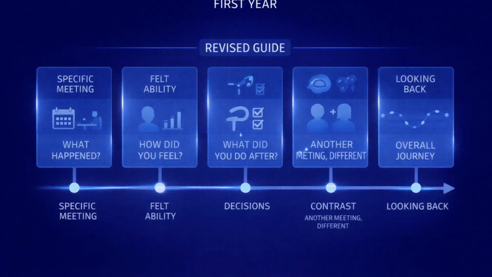Now consider a revised version. Thinking about your first semester, can you tell me about a specific advising meeting you remember clearly? What happened? During that meeting, how did you feel about your ability to navigate your academic path? After that meeting, what decisions did you make? Can you describe another advising interaction that felt different from the first? Looking back, how would you describe your overall advising journey during your first year?